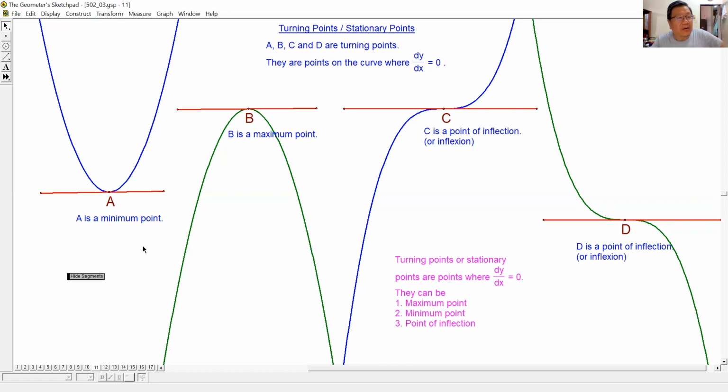So in order to count, at this point A here, the dy dx is 0. At the point B here, dy dx is 0. At the point C here, dy dx is 0. At the point D here, dy dx is 0. Turning point is what we can see. Dy dx is what mathematics can see. Mathematics can see that, oh, the gradient there is 0.